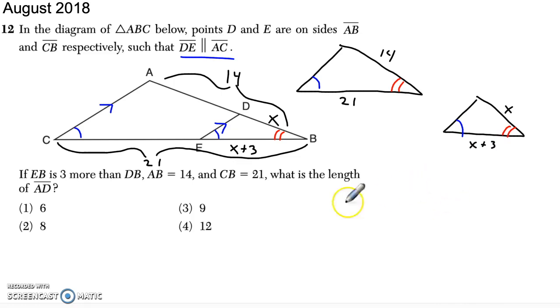All right, now notice that it is asking us to find the length of AD. That's a little sneaky because I kind of had to label this x, so I could call this one x plus 3, but that is not what we want. We want AD.